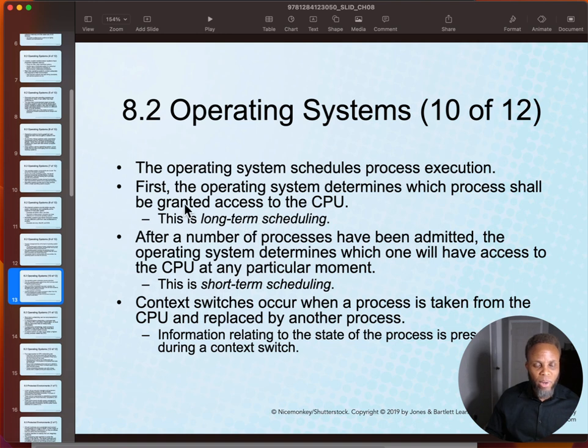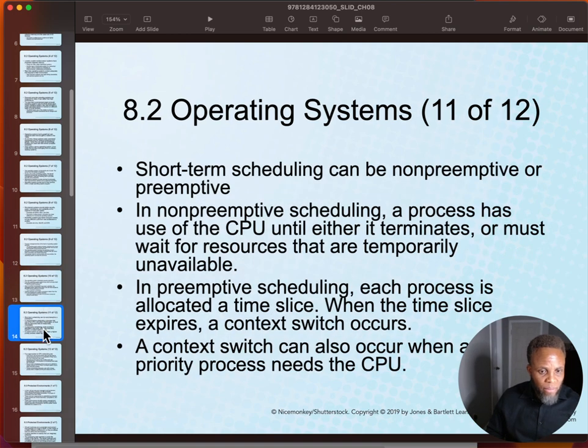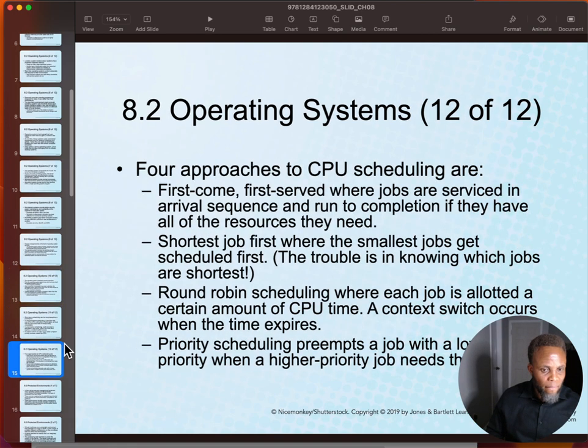So there are several ways. There's long-term scheduling, there's short-term scheduling. I'll let you folks read through this. But what I want to cover here is, let's see, yes, this one. Right, so there are 4 approaches to scheduling.